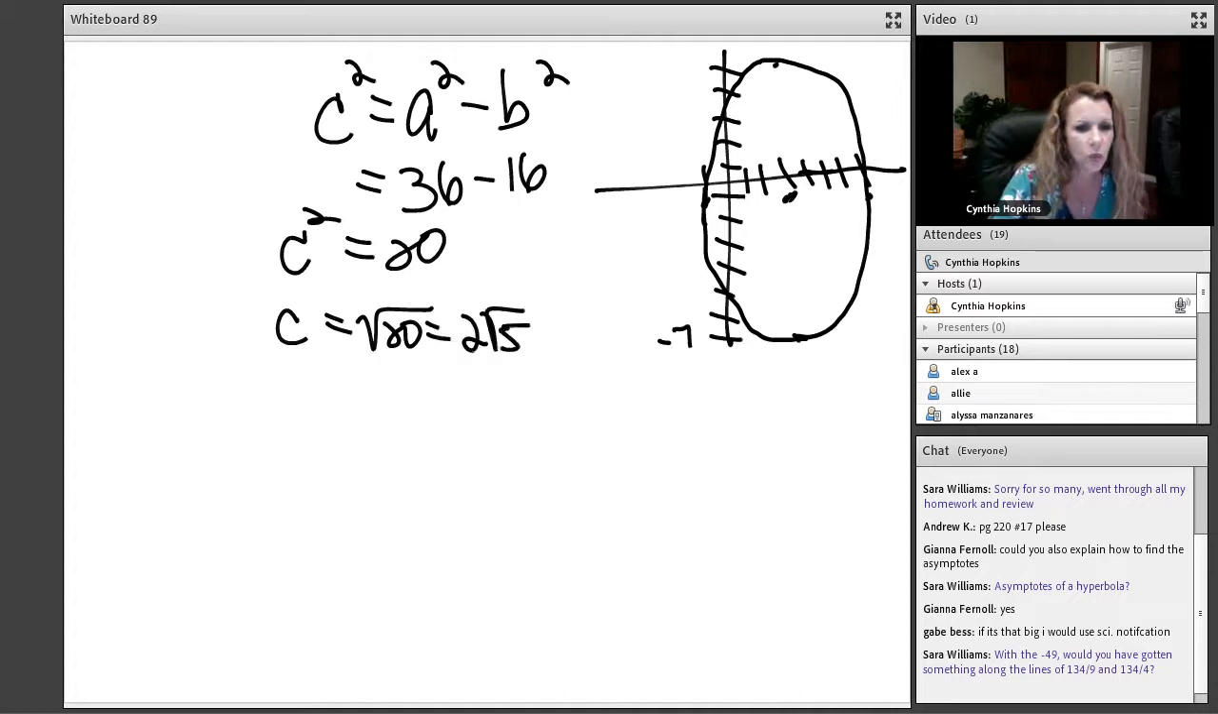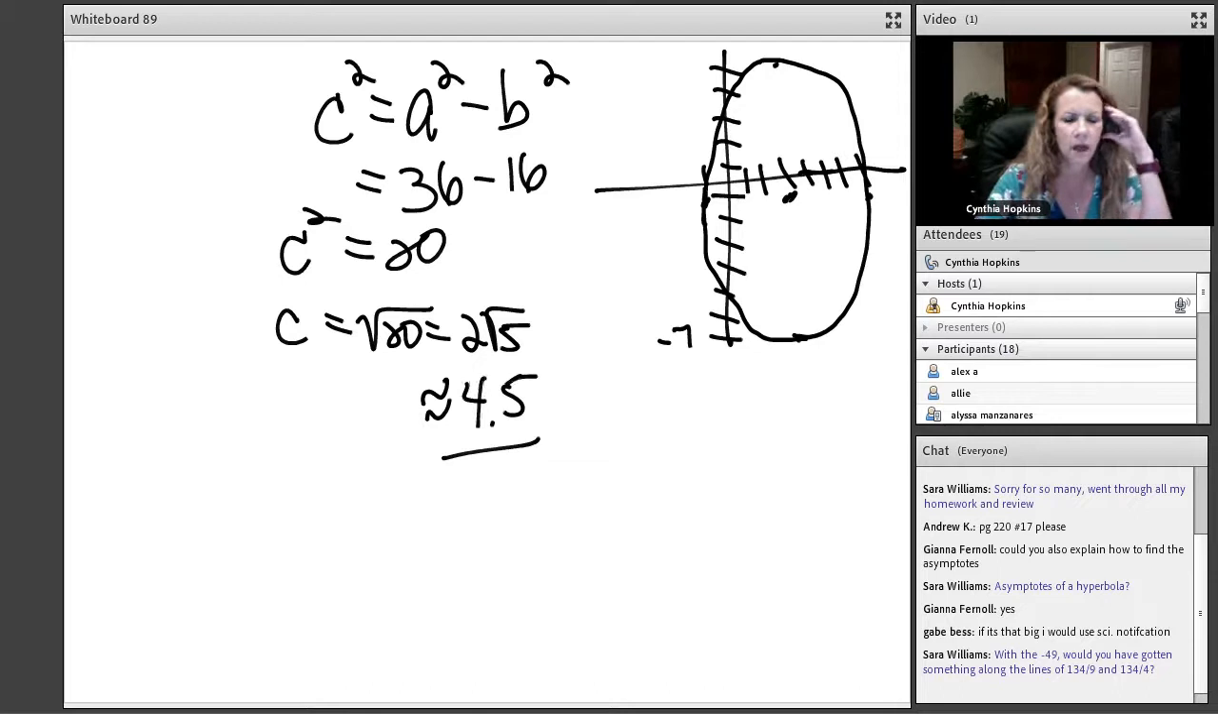And to know where to put it on my graph, I'm going to find the decimal approximation of that. I actually don't have that written down. Square root of 20 is approximately 4.5. So from my center of my ellipse, I'm going to go up 1, 2, 3, 4.5. It'll be about right here. And then down 1, 2, 3, 4.5 is about right here.